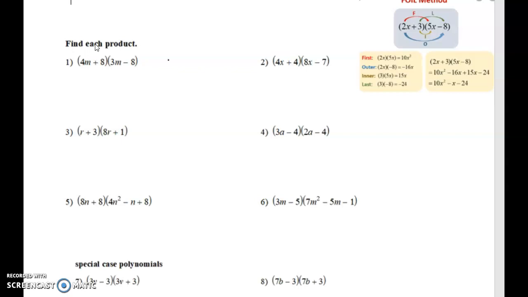And basically what you're going to do with the first term is you're going to do 4m, and you're going to distribute it to these two terms here. Okay, so the first one's going to be 4 times 3, which is going to be 12m squared. Then we're going to do 4m outer terms. 4m times negative 8 would be negative 32m.